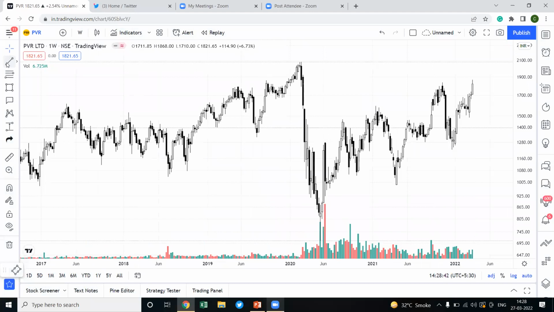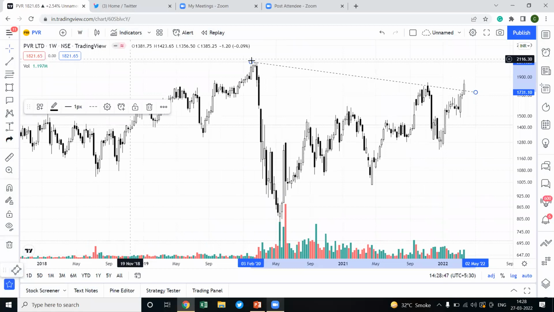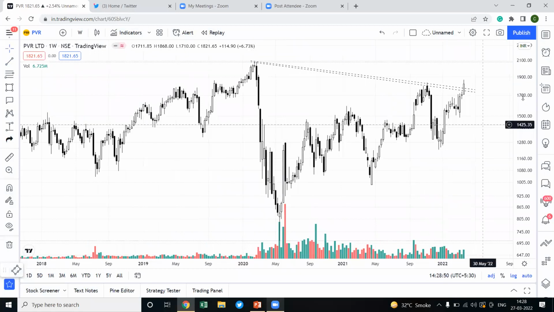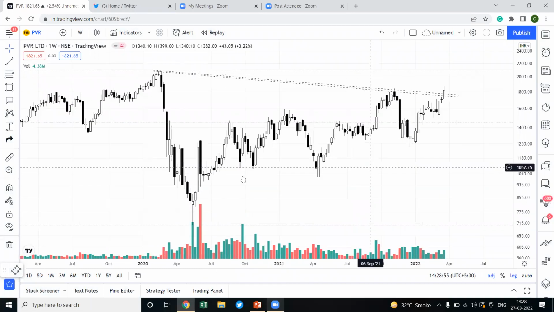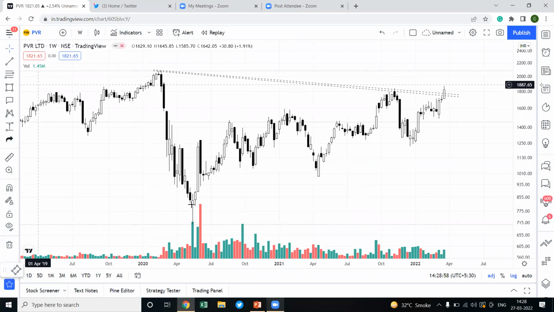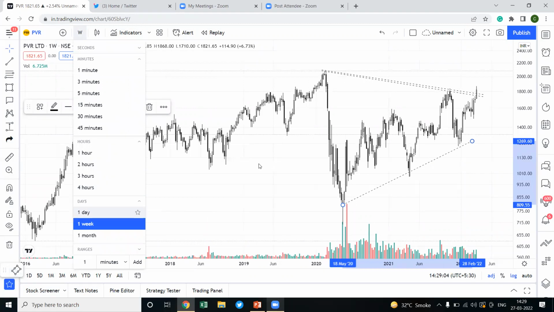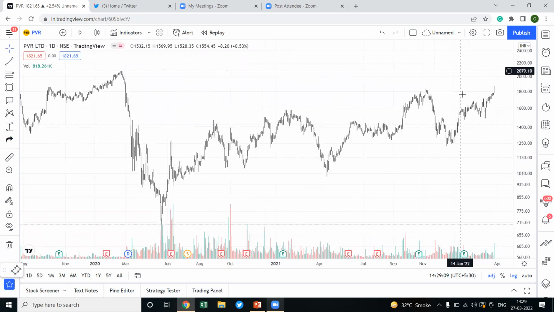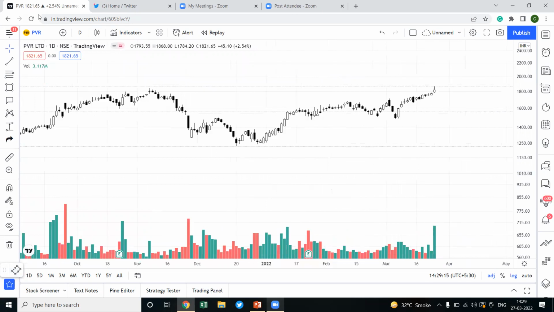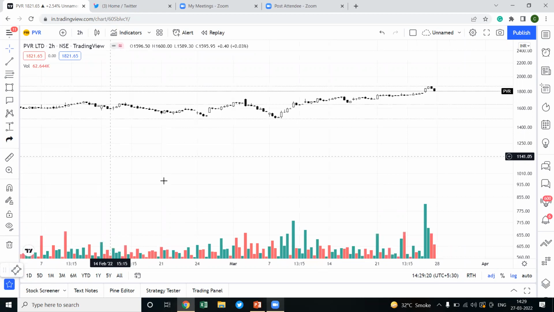On the weekly chart, you can see that it is breaking out from a symmetrical triangle formation. It is a bullish continuation pattern, and on the weekly chart, it is looking good. It has broken out from the symmetrical triangle formation. The trend is also to the upside, and there was some resistance at the 1755 to 1800 levels. It is looking good. It can reach 2100, which is the all-time high.